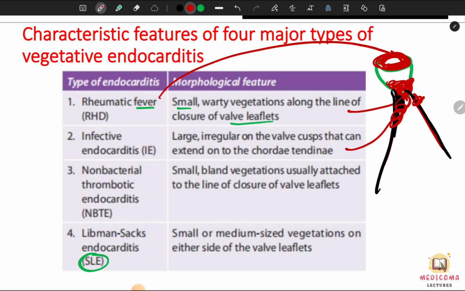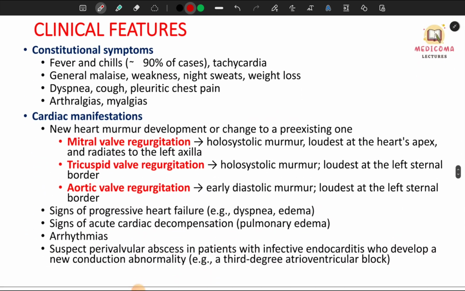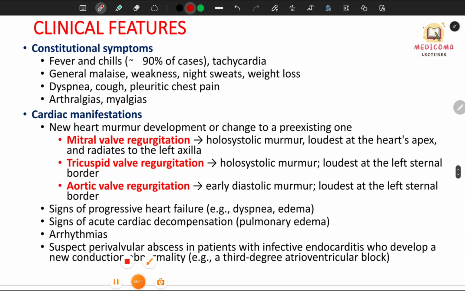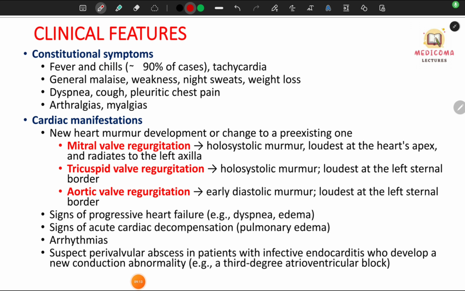In non-bacterial thrombotic endocarditis, there are small bland vegetations usually attached to the line of closure of leaflets. And in Libman-Sacks, these are small to medium sized vegetations on either side of the leaflets. So these are the characteristic features of the four major types of vegetative endocarditis. Next we will discuss the clinical features of infective endocarditis.